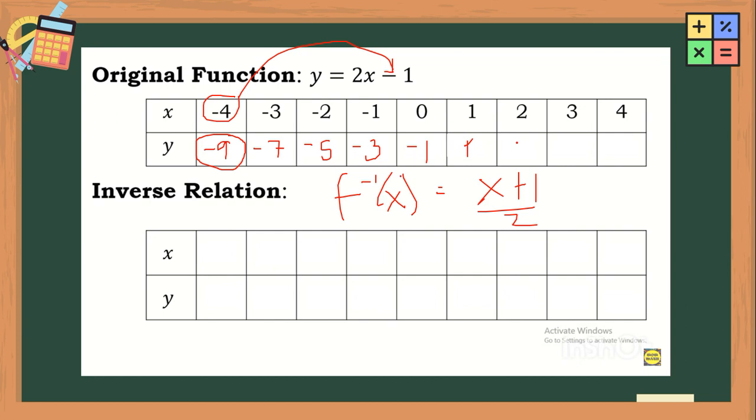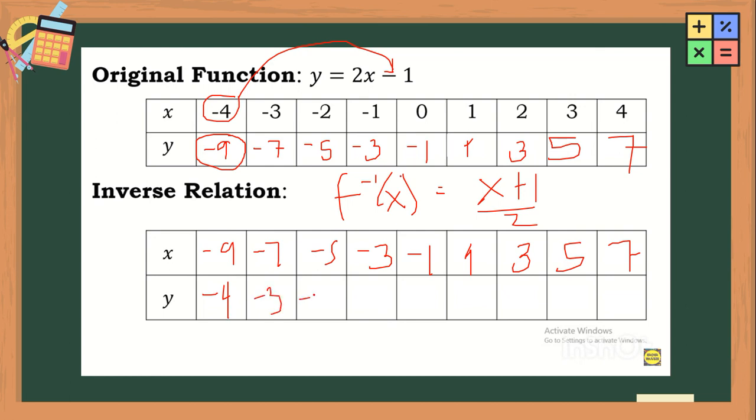1. Next, 3. Next, 5. Next, 7. Alam nyo na ang inverse niya, tama? So, x will be negative 9, negative 7, negative 5, negative 3, negative 1, 1, 3, 5, 7. And this is negative 4, negative 3, negative 2, negative 1, 0, 1, 2, 3, and 4.